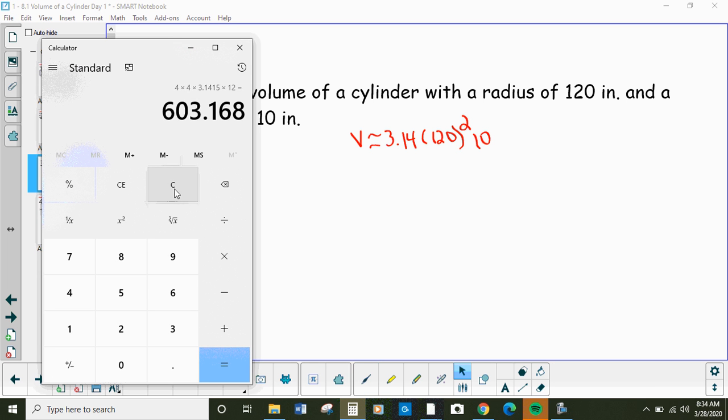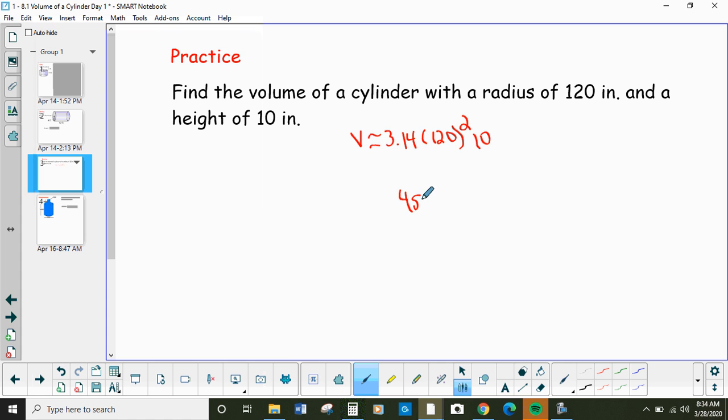So I'm going to clear out my last problem. I go r squared first. R times r doesn't mean r times 2. It means r times r. And then I multiply by pi. Of course, you can use your pi button there. Just know that your number might be a tiny bit bigger. And if you're close to 452,160, you were right.